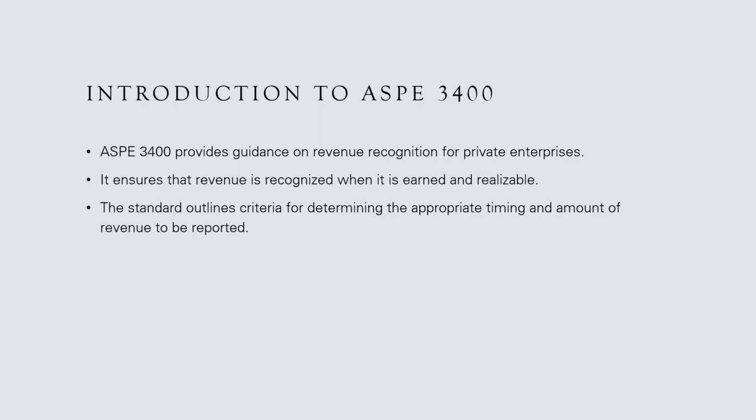ASPE 3400 is designed to help private enterprises recognize revenue in a way that accurately reflects their financial statement. The standard provides a framework for determining when revenue should be reported, ensuring that it aligns with the completion of performance obligations and the transfer of risk and rewards. It's important to know that the standard outlines criteria for determining the appropriate timing and the amount of revenue to be reported.